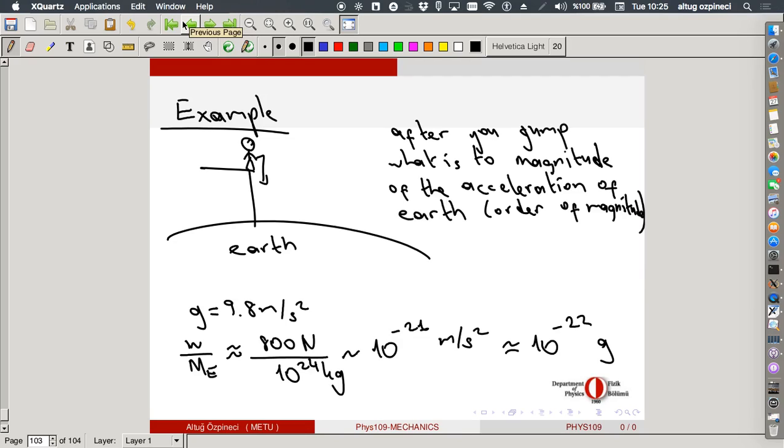Any questions on these ones? So what is 1 billion? 10 to the power 9. Just multiply this by 10 to the power 9. The acceleration will be 10 to the power minus 12. The motion of the Earth will be smaller than the size of one atom. Nothing.